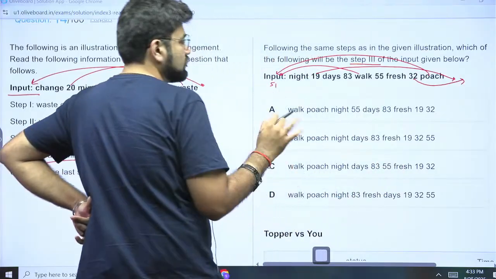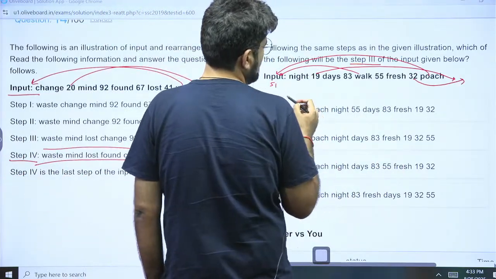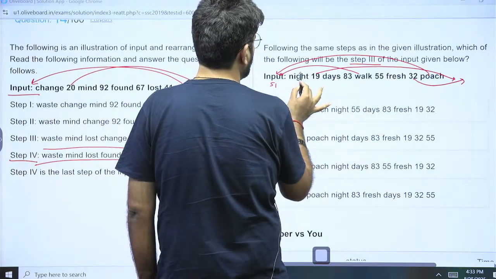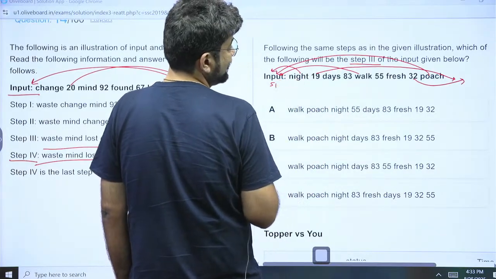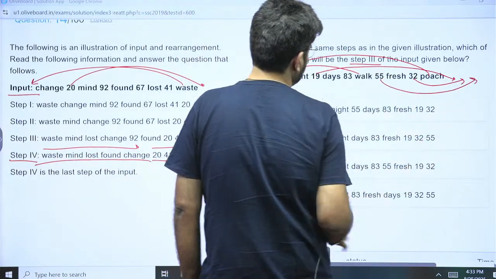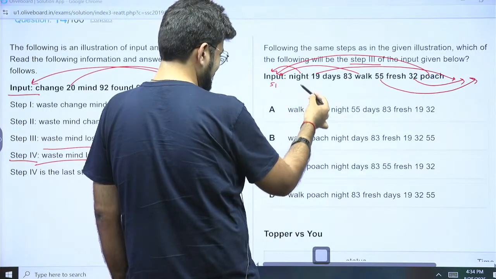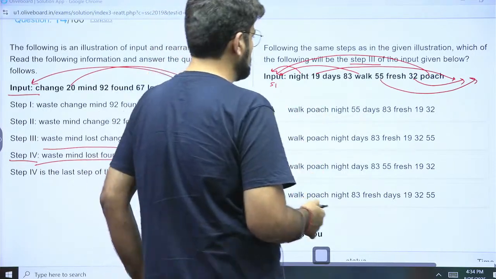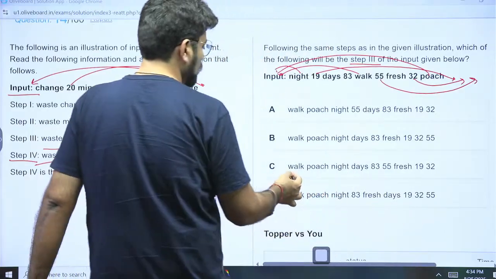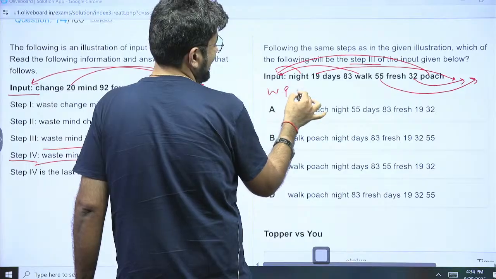Observe, I am doing this, but in the examination just try to write it briefly if you can. And in the third step we will have the next word after W and P. We have night, which will come in the front, correct? And after this we'll have 55 at the end. Oh, have I missed something? Wait. Sorry, walk was in the front. After walk we'll have poach, then we'll have night. So walk, poach, night.